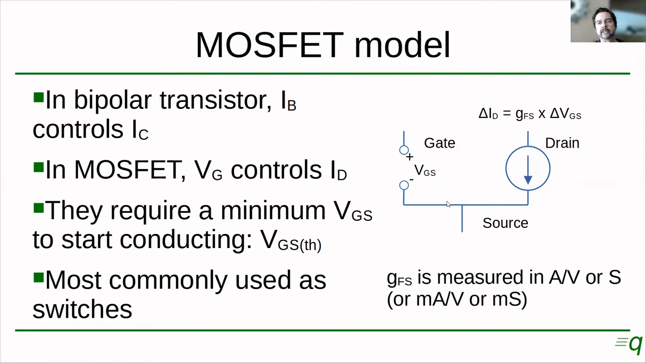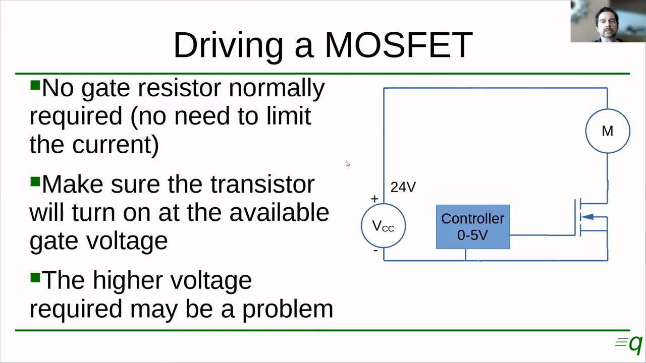MOSFETs do not have a diode there, but they do have a minimum voltage that they have to have between gate and source. That voltage is called the threshold voltage, and is symbolized as VGS-TH. So this is the threshold voltage between gate and source. MOSFETs are most commonly used as switches. So let's see how we use a MOSFET in a circuit.